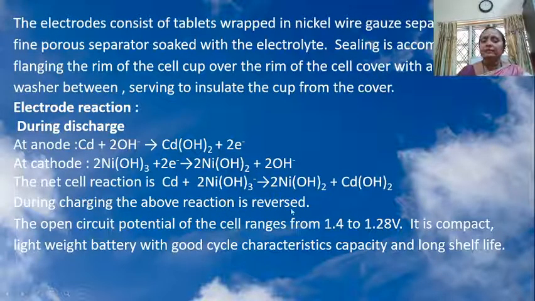During charging, the same reaction is reversed. The open circuit potential of the cell ranges from 1.4 to 1.28 volts. It is a compact, lightweight battery with good cycle characteristics, capacity and a long shelf life.